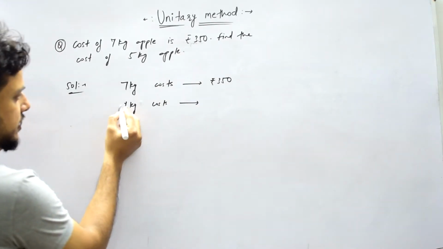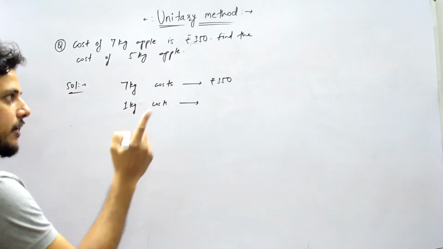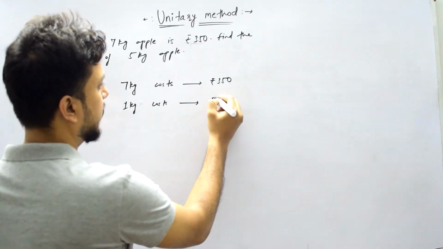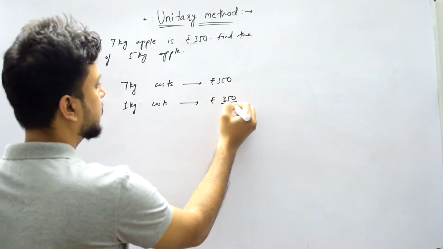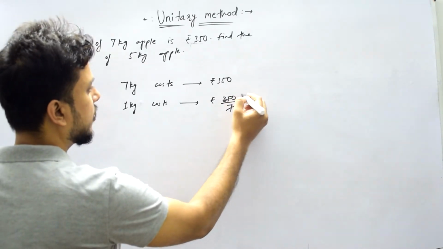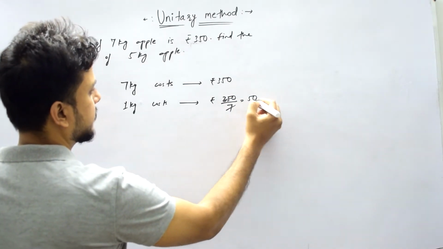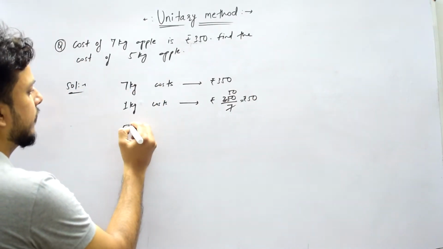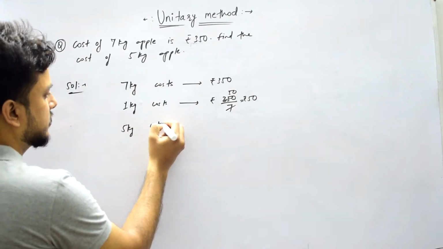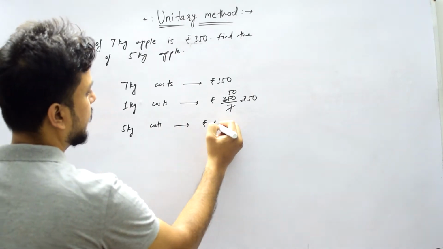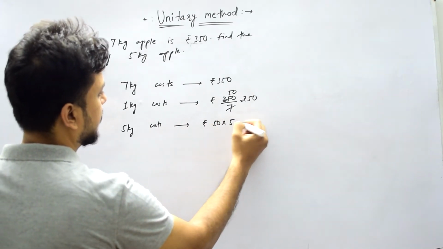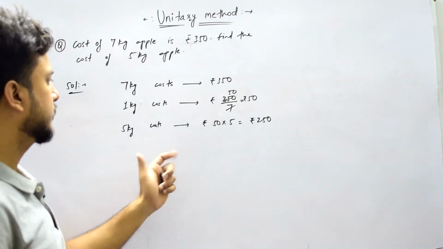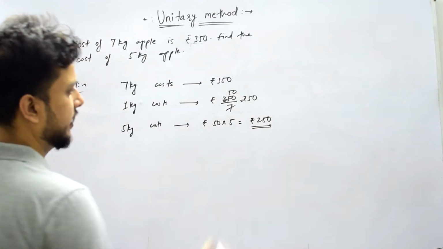Now, unitary method. Unit 1: we have to find the value of 1 kg apple. It costs rupees 350 by 7, that means 50 rupees. Now, therefore, we have to find the value of 5 kg. So 5 kg costs rupees 50 into 5, that is rupees 250. So my final answer is 250.